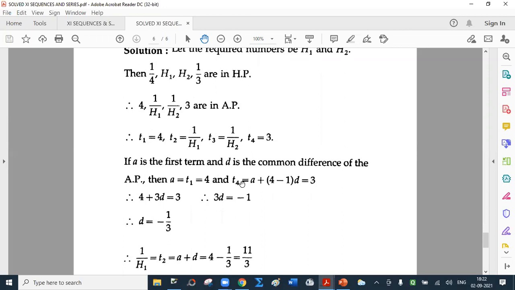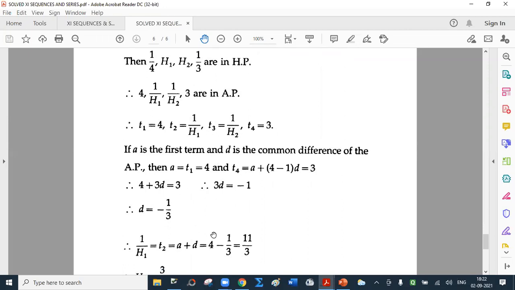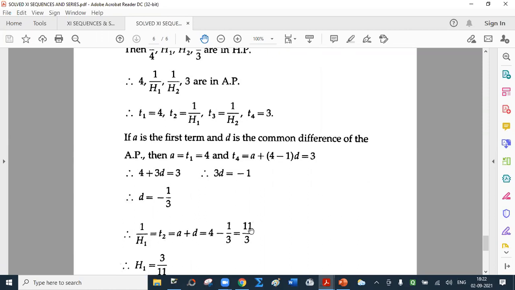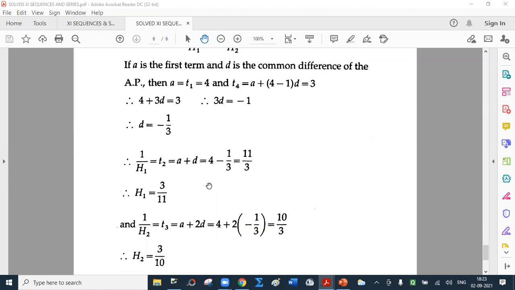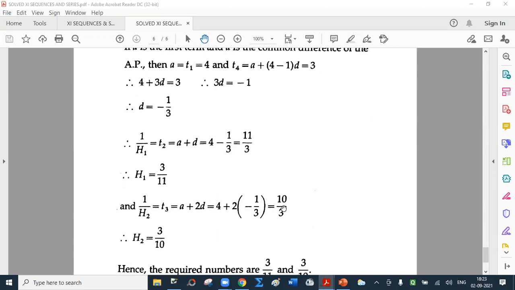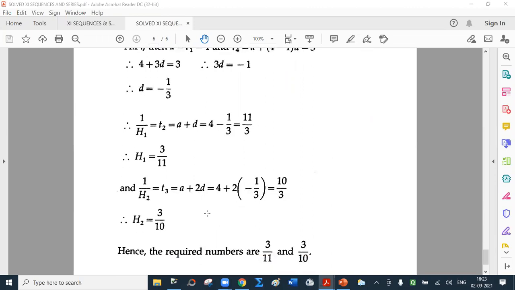So what is the second term of the AP? It is 1/H1, which is 11/3. And therefore what is H1? Because 1/H1 is 11/3, we are interested in H1. So H1 is 3/11. See, this is not at all difficult. Similarly, 1/H2 is the third term of the AP. It is A plus 2D, comes out to be 10/3. So what is H2? 3/10. Hence the required numbers are 3/11 and 3/10.